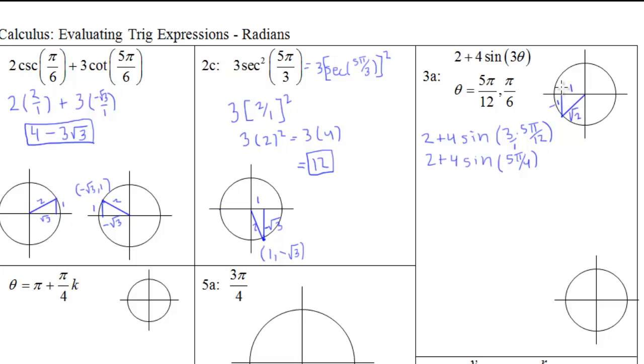I need a negative and a negative. So the ordered pair here, if it wasn't so squishy, I would write it in: left 1, down 1. So negative 1, comma negative 1.